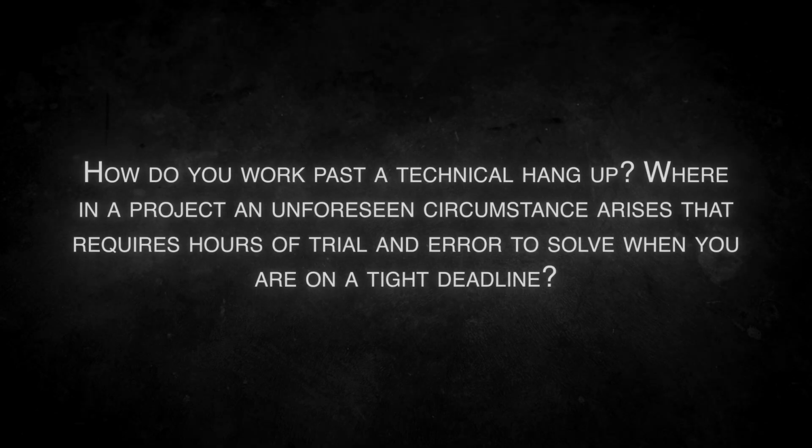How do you work past a technical hangup, where in a project an unforeseen circumstance arises that requires hours of trial and error to solve when you're on a tight timeline? Yeah, if I'm working on a project and I know that there's some technical aspect of it that's going to be coming up, I'm going to be working ahead of time, figuring out how I'm going to do that. Now, some projects you're going to work on are going to give you time for R&D. That's the time that you spend researching and developing whatever it is you're going to be challenged with. If there's not R&D time, you're still going to know the scope of the project, right? Whether it's a few days, whether it's a few weeks, you know what the scope of that project is. So if there's something that's standing out to you that's going to look challenging, I would start on trying to tackle that as soon as possible.